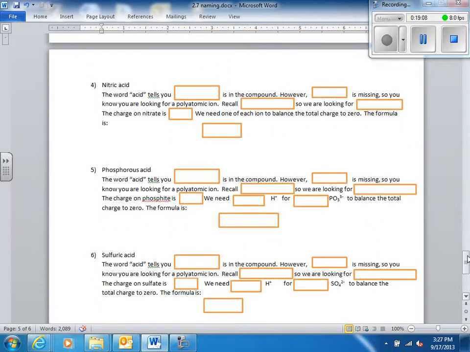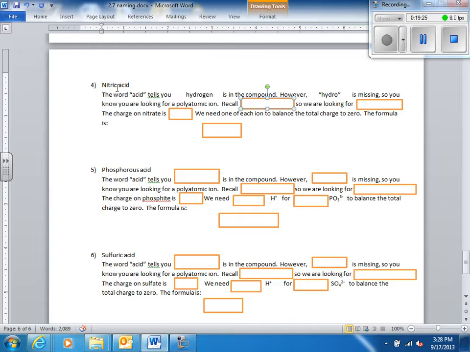Oh, now we've got some polyatomic ions. So nitric acid says we have hydrogen, but what's missing? Hydro. There's no hydro, so you're looking for a polyatomic ion. This is not binary. So recall, what does ic become? It goes to ate. So we are looking for nitrate. Look up nitrate, and the charge on nitrate is, got your polyatomic ion sheet out? It's -1. Well, if we have H is +1, nitrate is -1, we need 1 of each, and the formula is just HNO3.